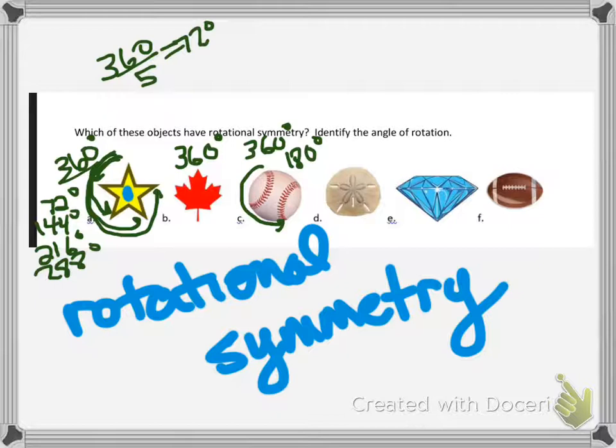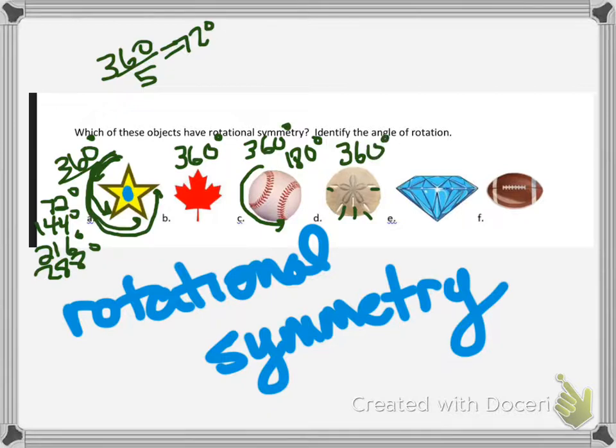The sand dollar depends how you look at it. If you just look at the markings on the inside, then it's kind of like the star and would do all of those same angles. But if you use the sand dollar as a whole, including all these little other markings on it, here and here and here and here and here, then there's no rotational symmetry except for 360 degrees.